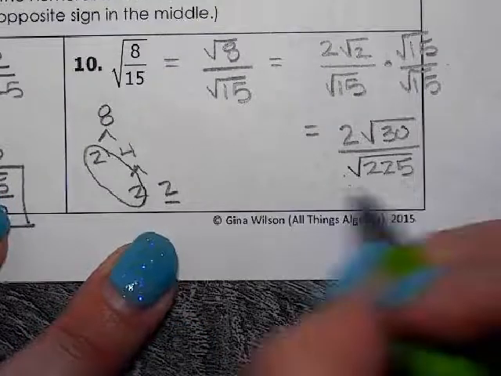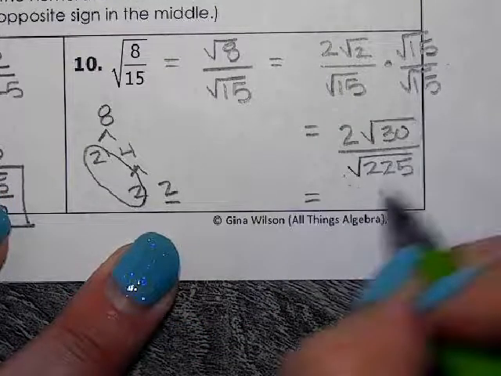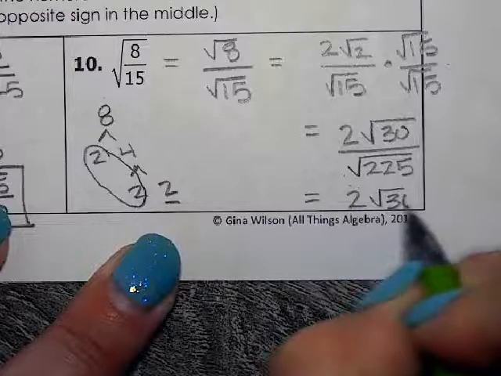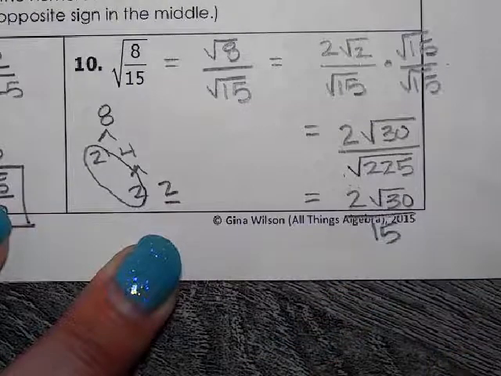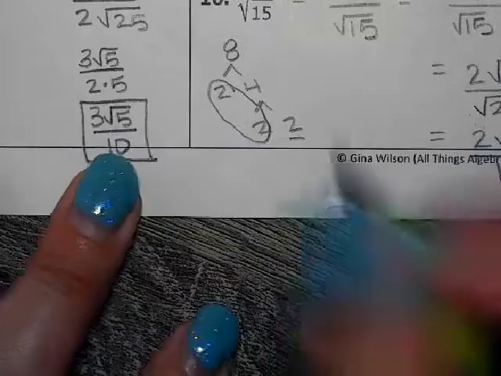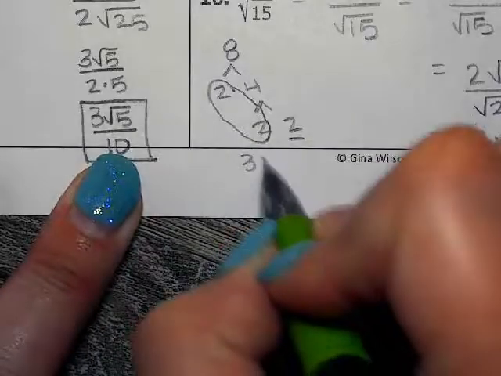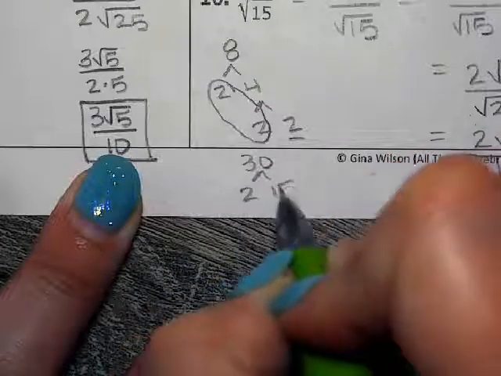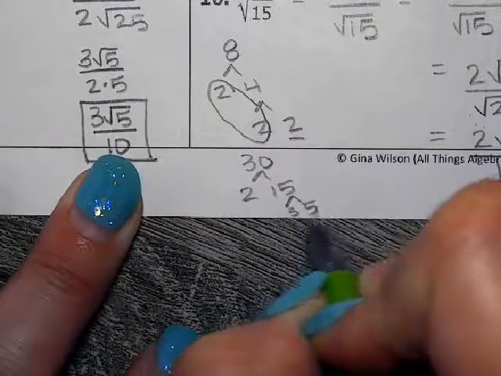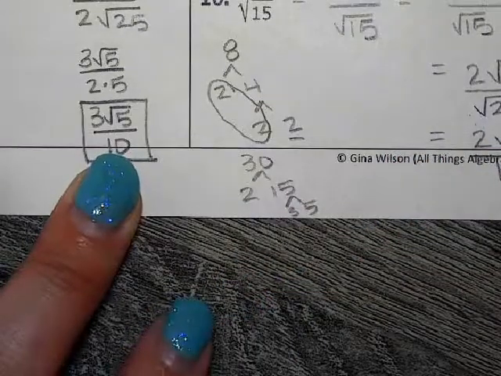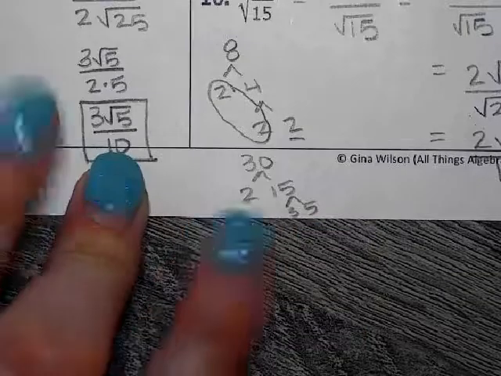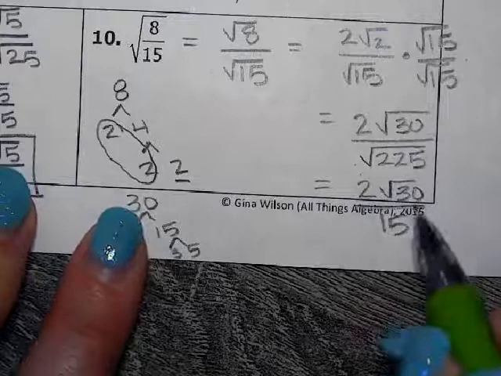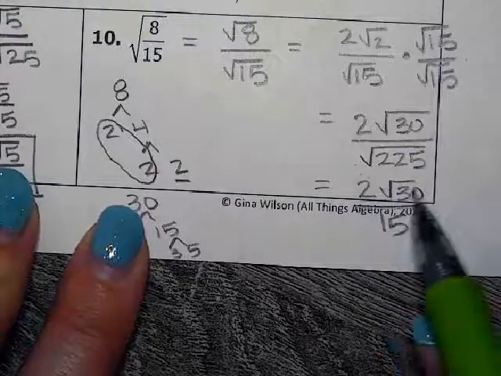Root 225 is just 15. Okay. Now, let's double check. 30 is 2 times 15, and 15 is 3 times 5. So 30 only has a single factor of each, so it cannot be reduced. We cannot reduce 2 root 30 over 15 because that's a radical, not a whole number factor. So this is our final answer.